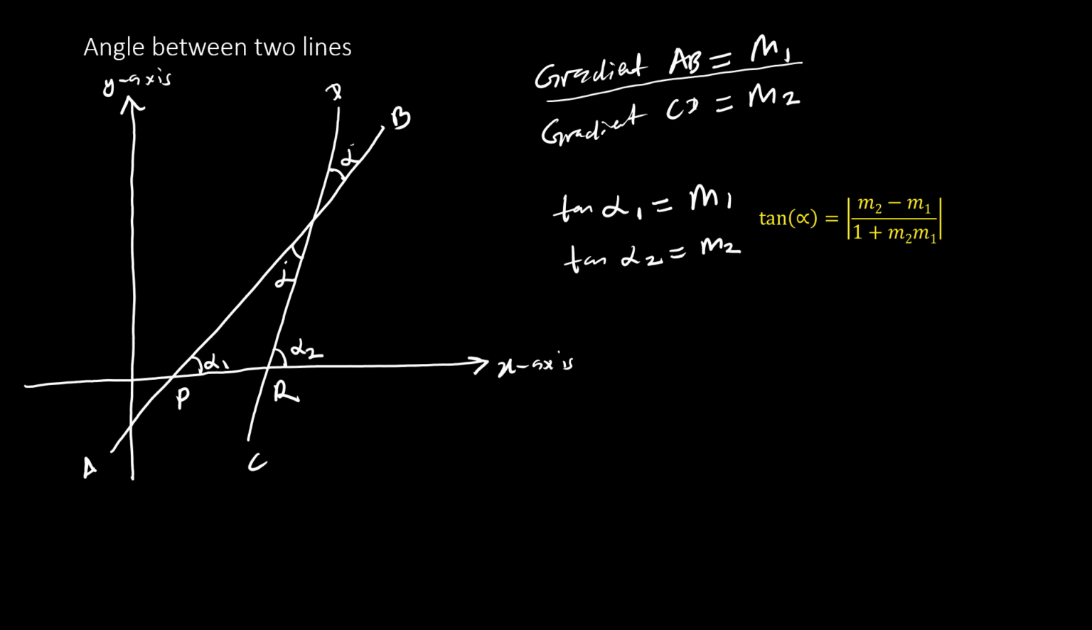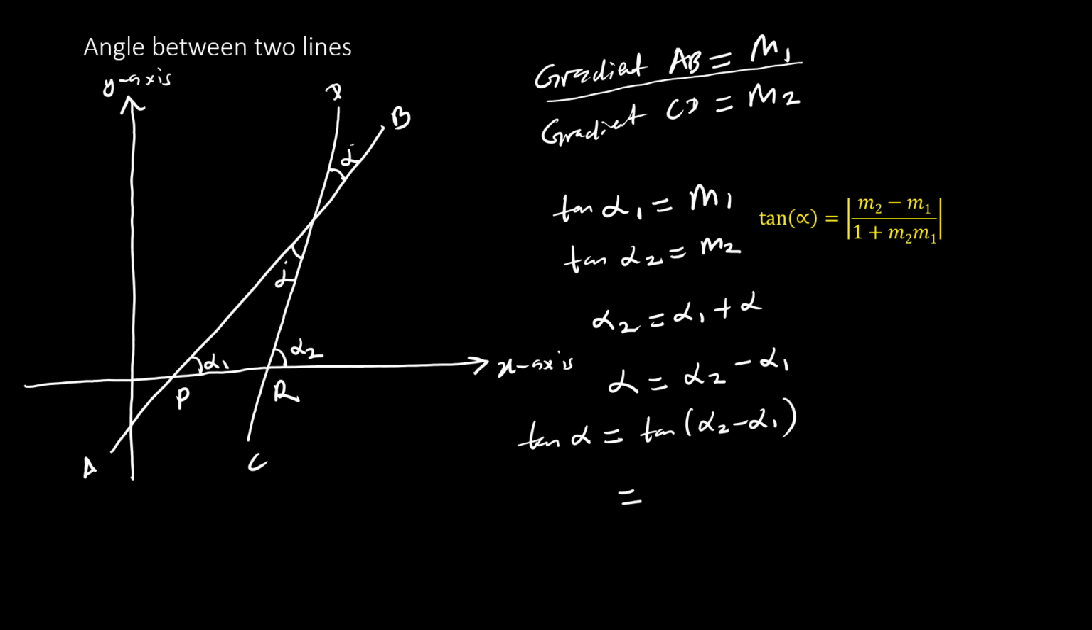Also from the rules of triangles, we know that alpha 2 equals alpha 1 plus alpha. This is the exterior angle of a triangle. And then we are going to have that alpha equals alpha 2 minus alpha 1. To continue the proof, let's take the tangent of both sides of this particular equation. We now have tan alpha equal to tan of alpha 2 minus alpha 1.